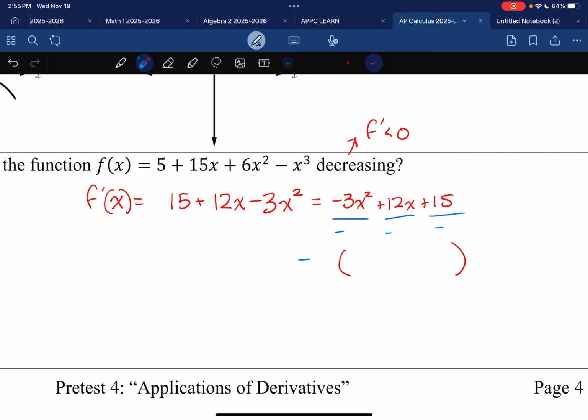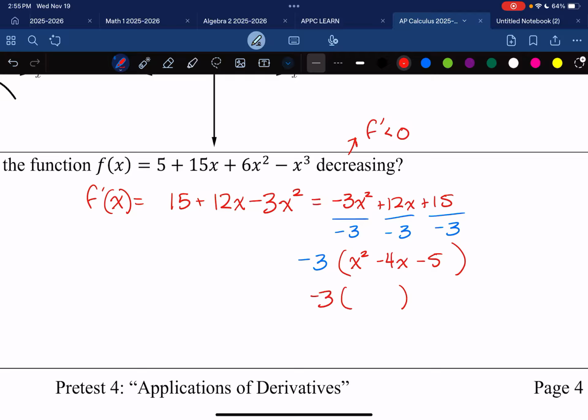Not only am I going to factor out a negative, I'm also going to factor out the greatest common factor. In this case, that's 3. I can divide all of them by 3, so I'm going to divide all of them by negative 3. If I divide all of them by negative 3, the negative 3 is factored out, and what's left over is x squared minus 4x minus 5. And now this problem is much easier. I can say I have a negative 3, and then I'm going to have 2 different values. This is going to be x plus or minus something, x plus or minus something else.